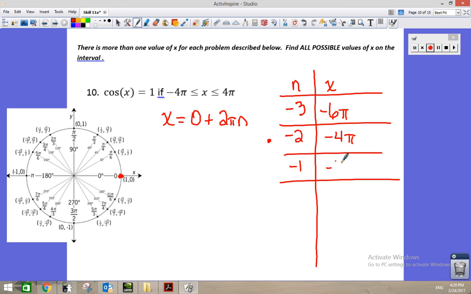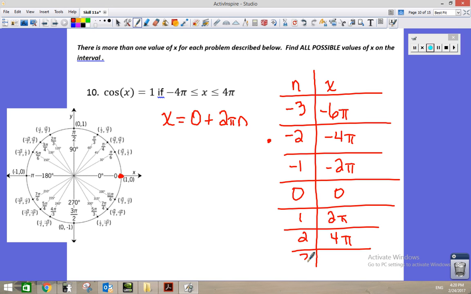Well, then I've got negative 2 pi. That's a solution. If n is equal to 0, I have an angle of 0 radians. That's between negative 4 pi and positive 4 pi. If I let n be 1, I'll be at 2 pi. If I let n be 2, I'll be at 4 pi. But if I let n be 3, I'll be too big. That'll be 6 pi. So there were infinitely many solutions to this equation. But of those infinitely many solutions, the only ones that are between negative 4 pi and positive 4 pi are these right here, these 5 solutions right here.